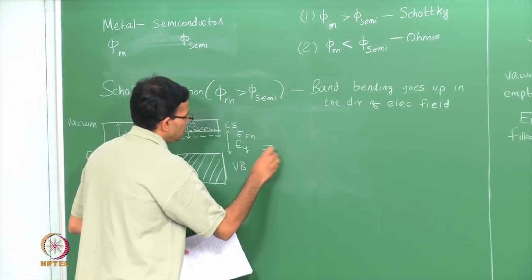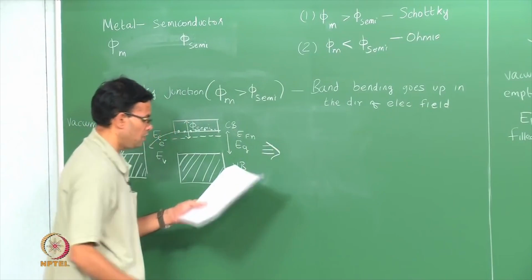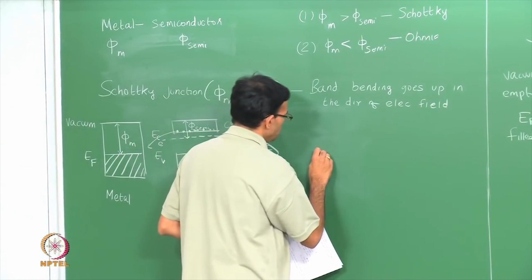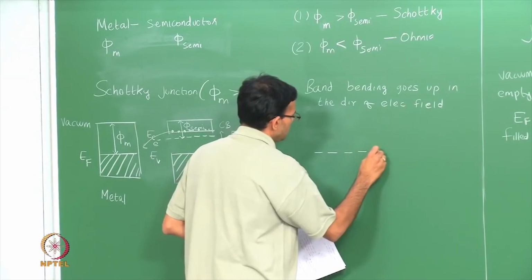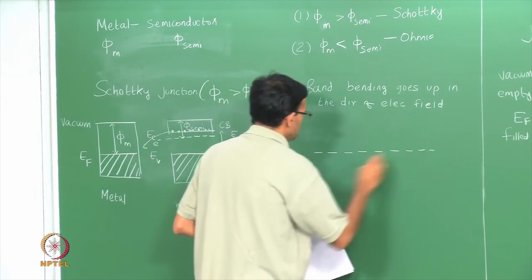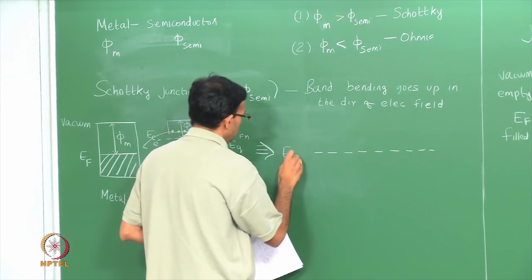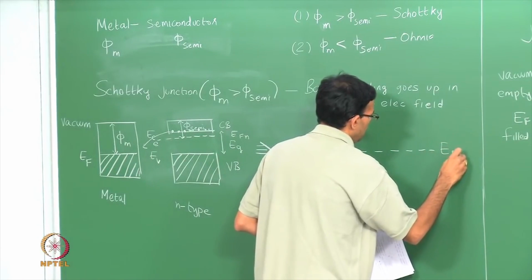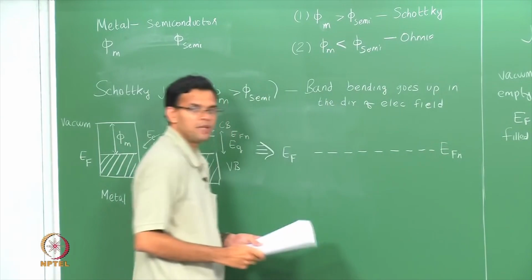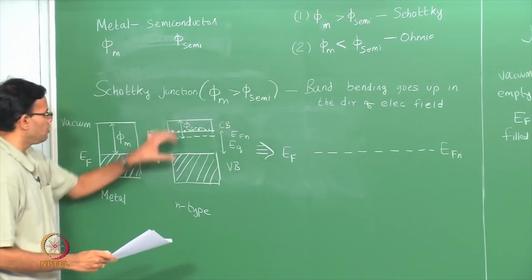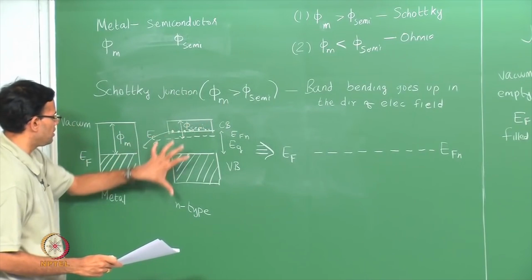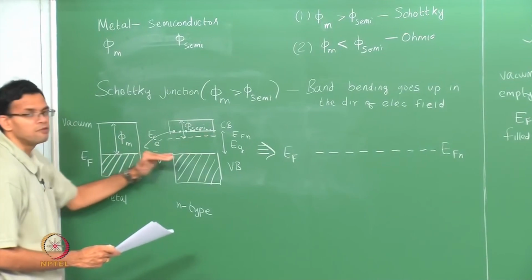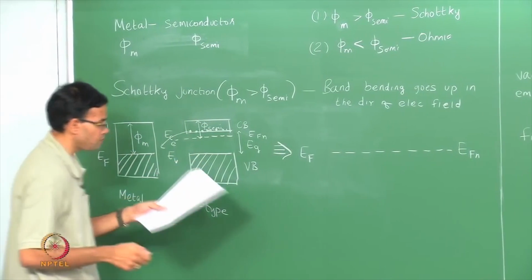So, let me put this junction together. The first thing I am going to do is line up the Fermi levels. This is EF on the metal side and EFN on the semiconductor side. So, we can say that the semiconductor comes down so that the Fermi levels line up.